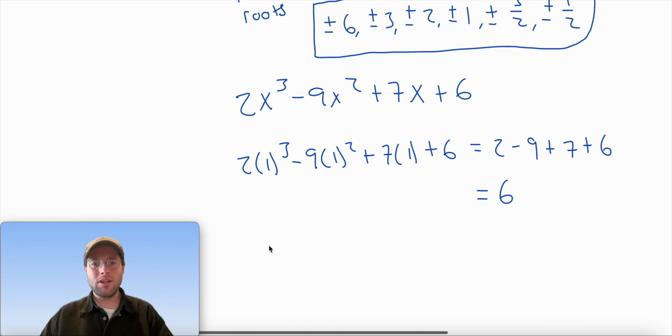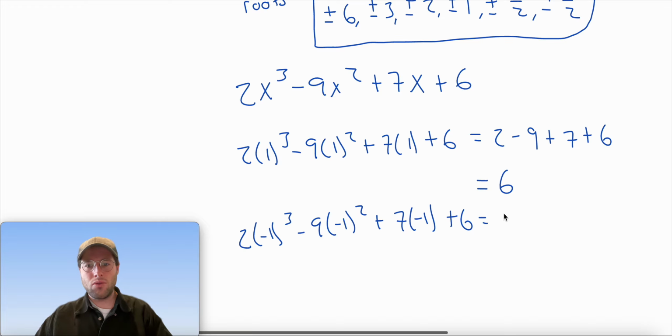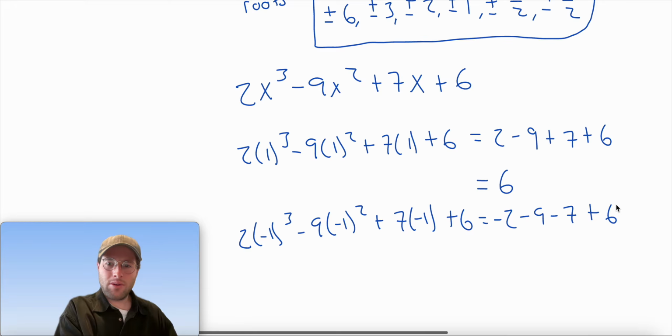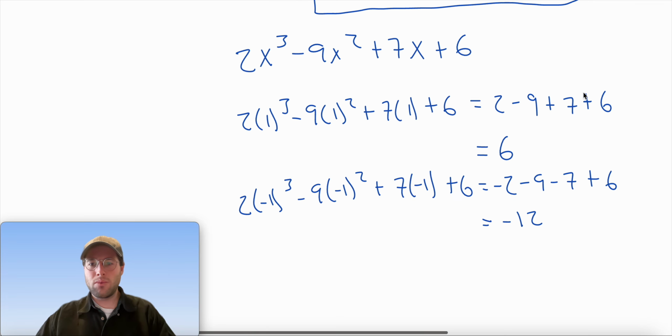And then let's try out negative 1. So we'll have 2 times negative 1 to the 3rd, minus 9 times negative 1 squared, plus 7 times negative 1, plus 6, which will equal, let's see, negative 2 minus 9 minus 7 plus 6. And again, I'm going to cheat real quick and use a calculator. Negative 2 minus 9 minus 7 plus 6. Well, that'll be negative 12. Okay, so that one doesn't work.